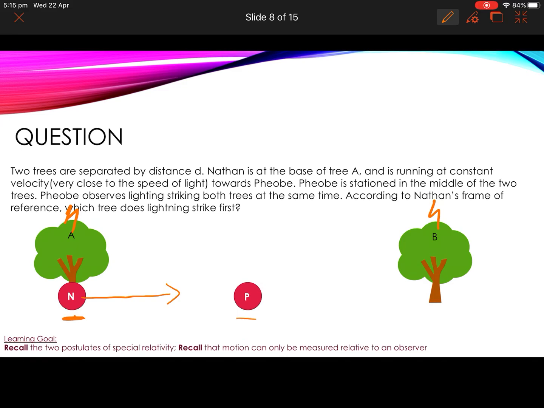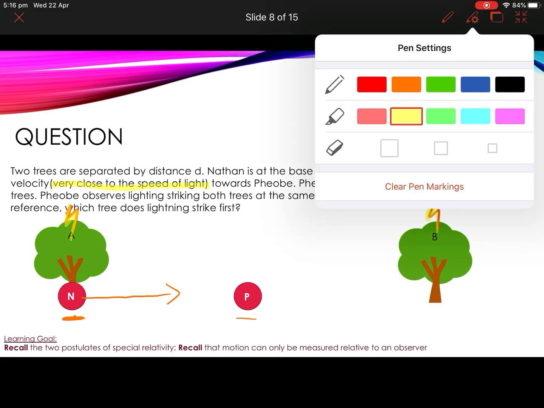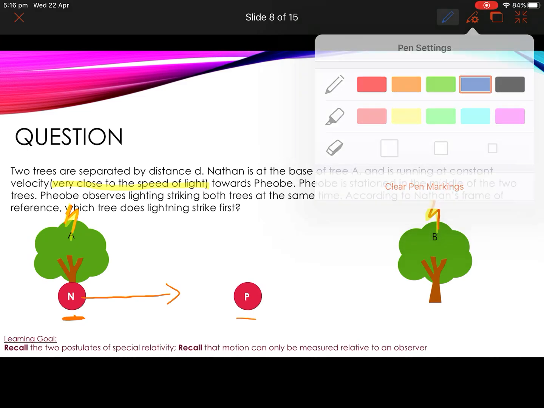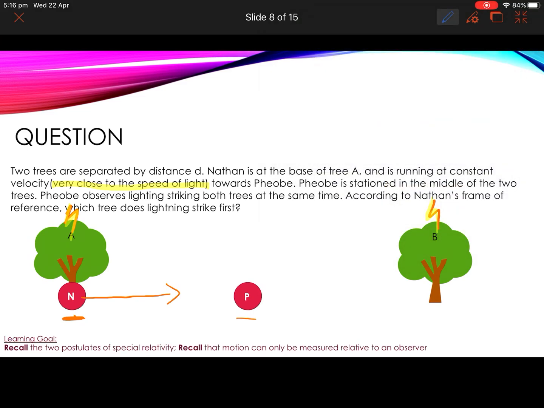According to Nathan, all right, so this is Nathan running very close to the speed of light, okay? Very, very close to the speed of these lightning bolts. According to him, which tree does the lightning strike first? Now, in this case, it's really easy to say, well, he sees them strike the trees at the same time. And if you said that, I don't blame you. Some of you might have said that he would see it strike tree A first because he's so much closer to tree A. If you said that, I understand why you said that as well.